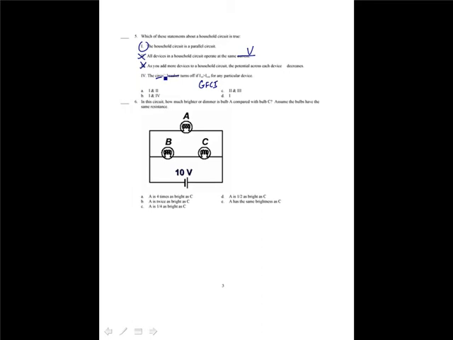Circuit breaker measures the current coming in, the total current for the whole circuit, and if that exceeds a certain amount, then it cuts off. So it looks like we just have option D for number 5. In this circuit, how much brighter or dimmer is bulb A compared to bulb C? Alright, bulb A has 10 volts, bulb C has 5 volts. Since P is equal to V squared over R, A has twice the voltage of C, so it is 4 times as bright. That's option A, is number 6.